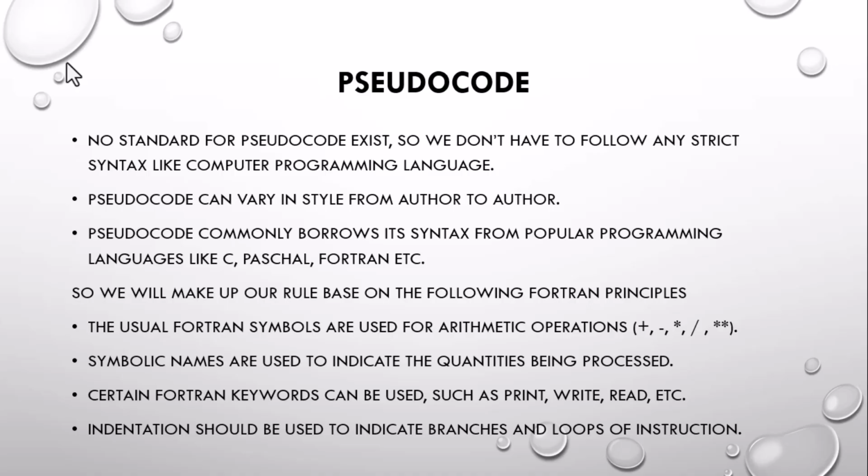The usual Fortran symbols are used for arithmetic operations: addition symbol, subtraction symbol, multiplication symbol, division symbol, and the raised to power symbol. Symbolic names are used to indicate the quantities being processed. Certain Fortran keywords can be used, such as print, read, write, etc. Indentation should be used to indicate branches and loops of instructions.